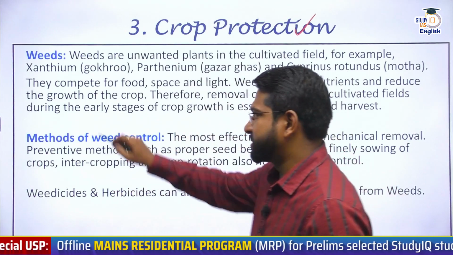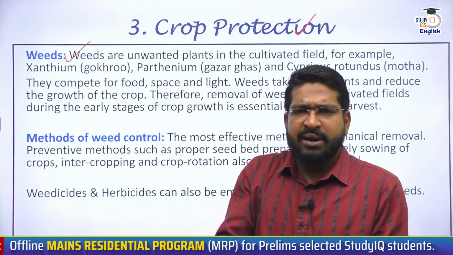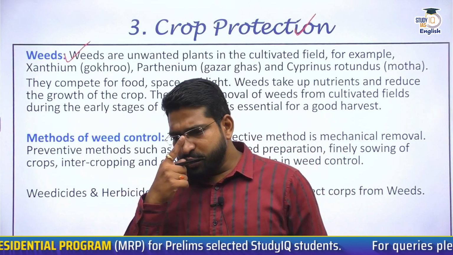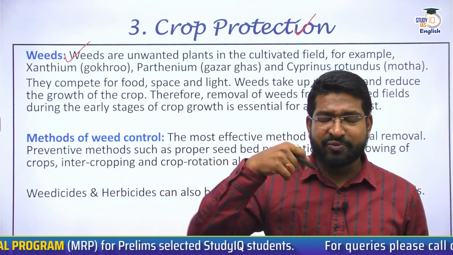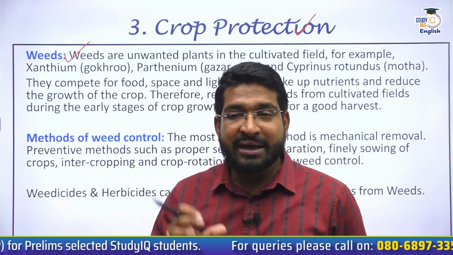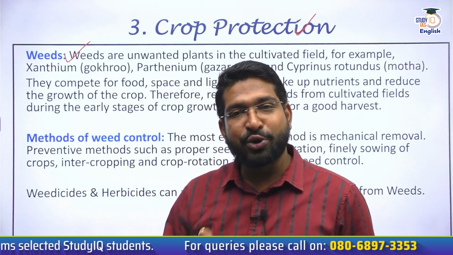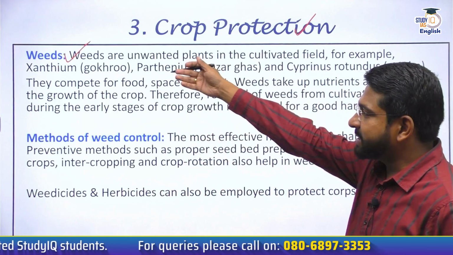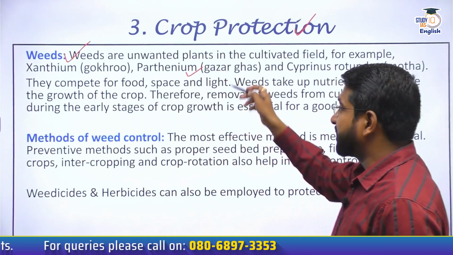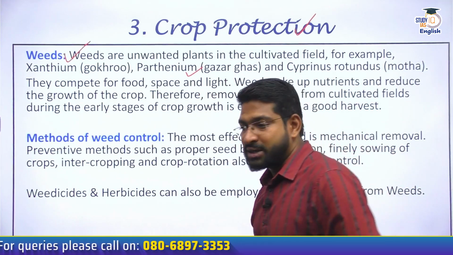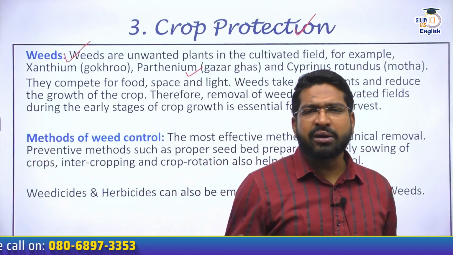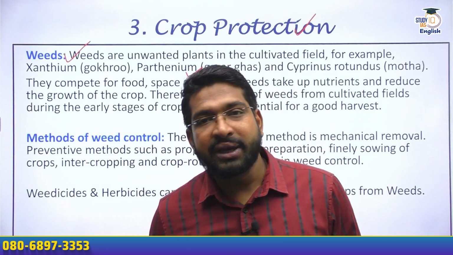First thing, for weeds, there are so many weeds. For example, as I told you, we are cropping right now, say soybean. So along with soybean, when I apply manure, fertilizer, when I apply water, the same fertilizer is also being used by weeds like xanthium, we call it gokru. Weed like parthenium, in Hindi we call it gazar grass, or colloquially it's also known as the Congress grass, right? So there are many weeds that grow in the field.